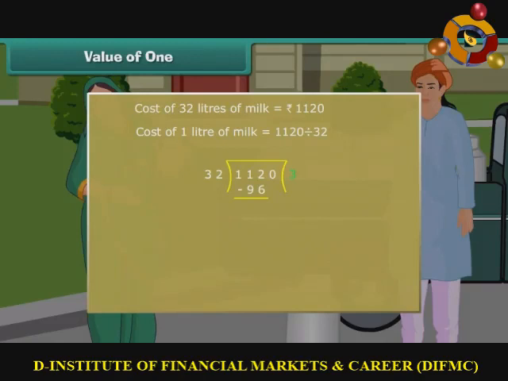Therefore, write 3 on the right side and 96 beneath 112. Subtract and write the difference 16 below. Bring 0 down. The new number formed is 160. It holds 5 times 32, that is 160 exactly. Write 5 to the right of 3 and 160 beneath 160. Subtract. As the difference is 0, write X to mark the end of the division operation. Therefore, the cost of 1 liter of milk is 35 rupees.